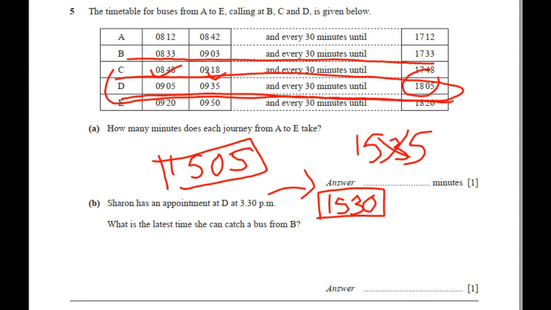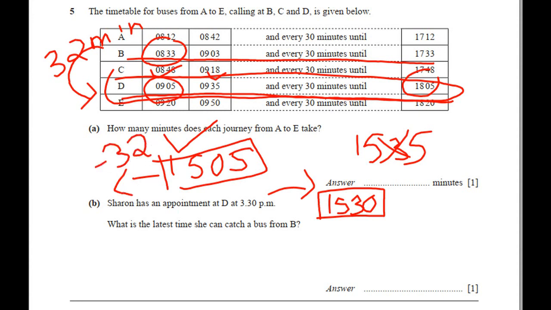Now how much time does it take to get from B to D? If we consider these times, we're starting at 8:33 and we're reaching at 9:05. So how much time has lapsed in between? That is 32 minutes. So if the bus reaches D at 15:05, at what time does she need to board that bus at B? So go back 32 minutes from here. So 15:05 minus 32.